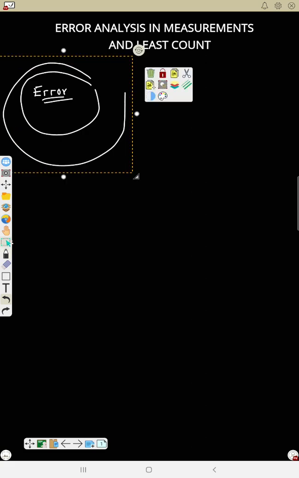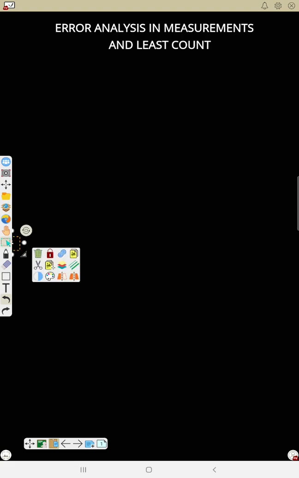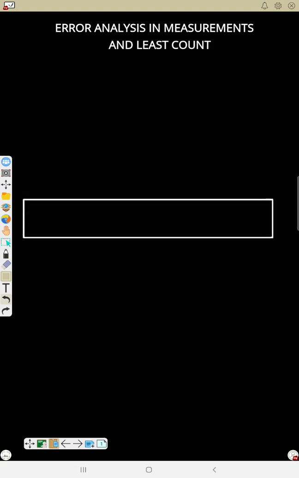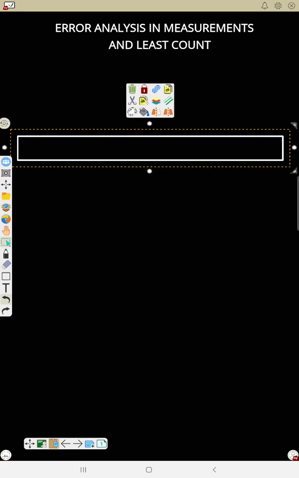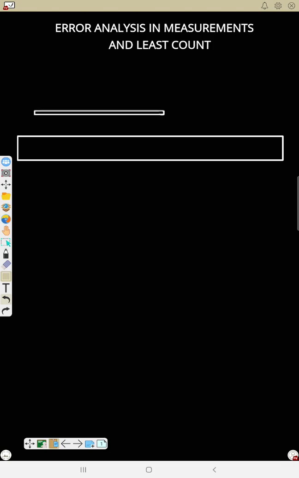Now, let us talk about least counts first. That is least count error. So I will use a ruler to illustrate least count error. Let's say we have a ruler and I want to measure a length AB on this ruler.